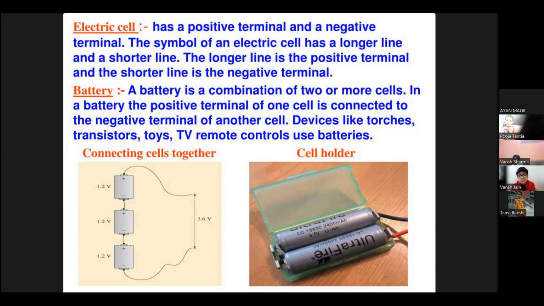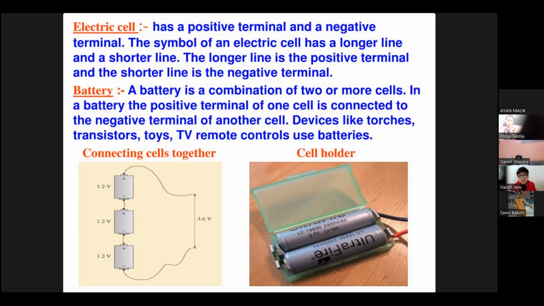Yes. So Vansh Sharma is showing this cell holder also. Two cells are there, as he has made it from this tic-tac box. He has used his own mind to make the cell holder. Okay. Like this smaller box is there. If any smaller box is there, you can use it. Yes, Vansh Sharma, able to see. Good.